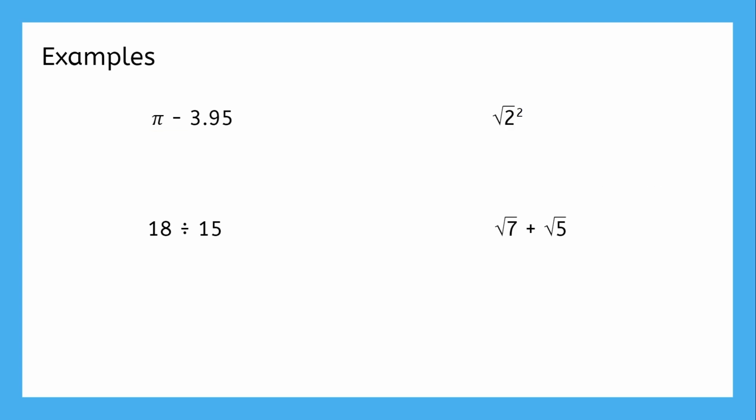Out of these four expressions, which ones are rational and which ones are irrational? Pause the video here and take a few minutes to see if you can identify them yourself. Let's see which are which. The first one consists of an irrational minus a rational. So that's automatically irrational. The second one's tricky.